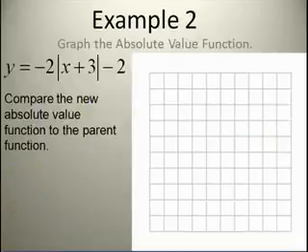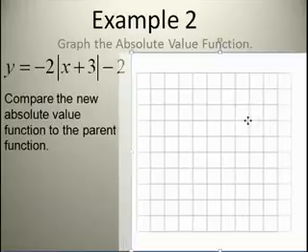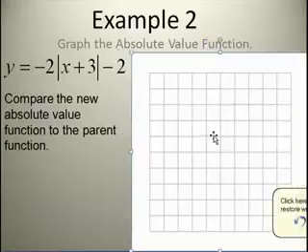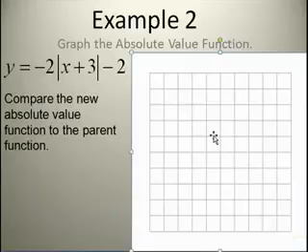Here I want to graph an absolute value function, and we're going to use our shifting and our stretching. So I'm going to go ahead and put my 0, 0 over here. And I'm just going to keep in mind that the parent function crosses through 0, 0, 1, 1, 2, 2, negative 1, positive 1, and negative 2, positive 2.